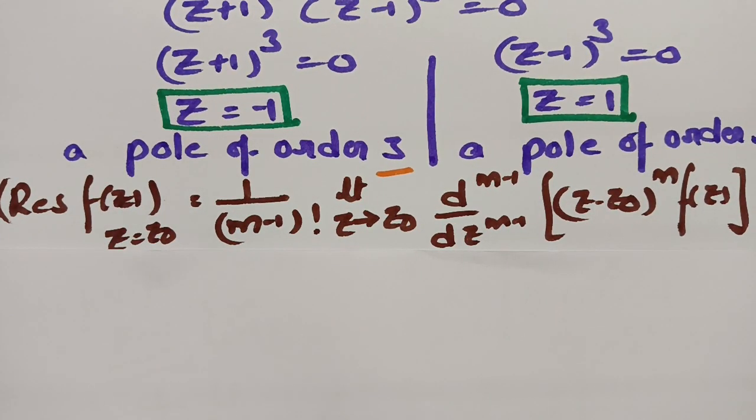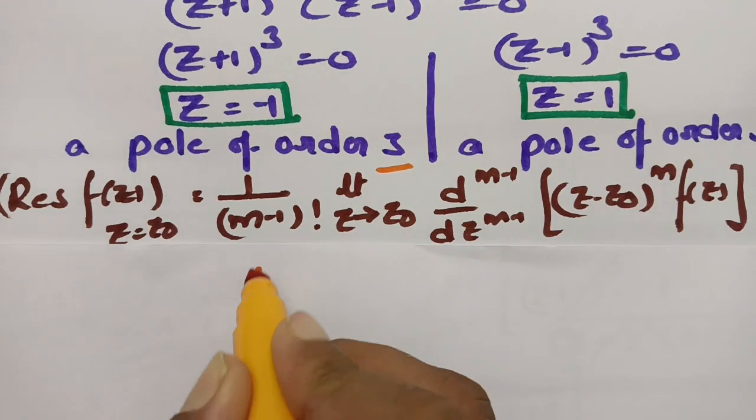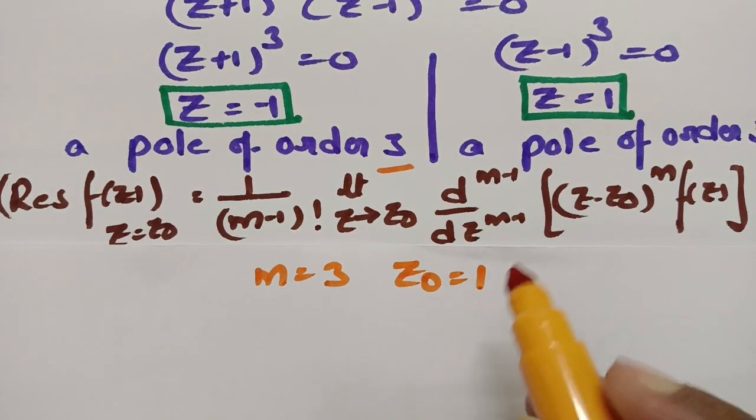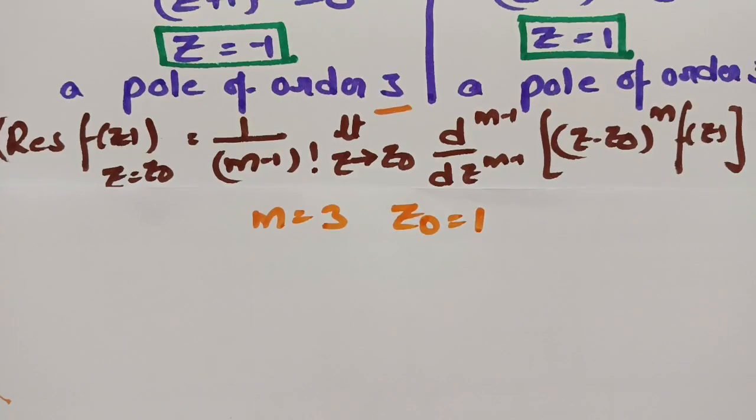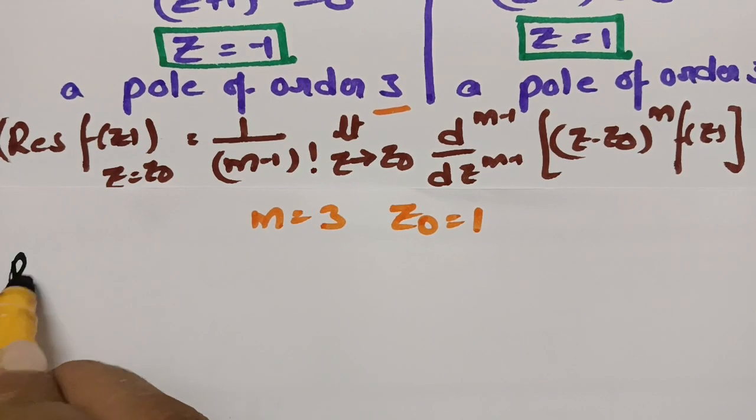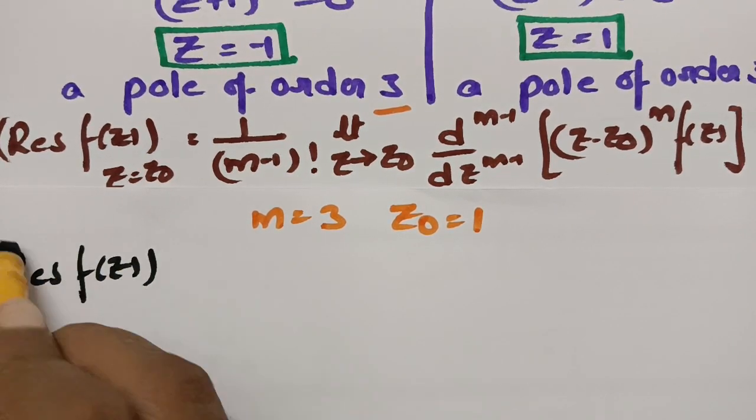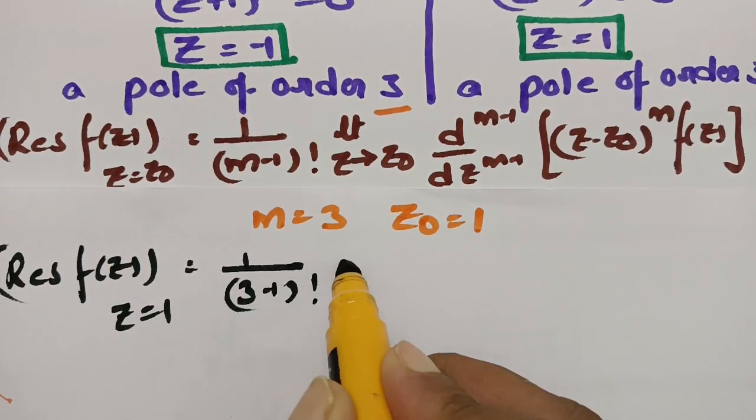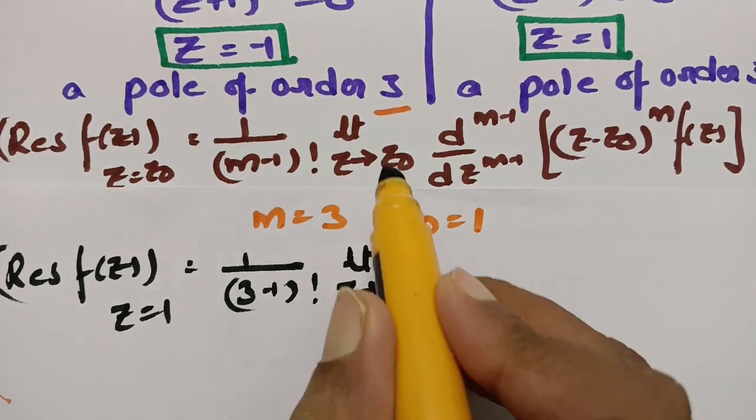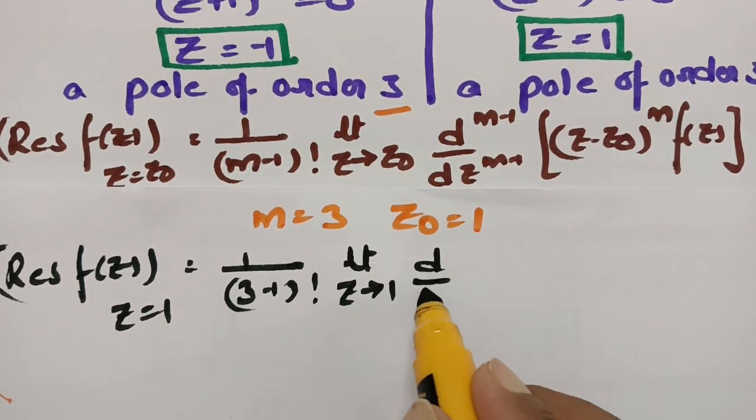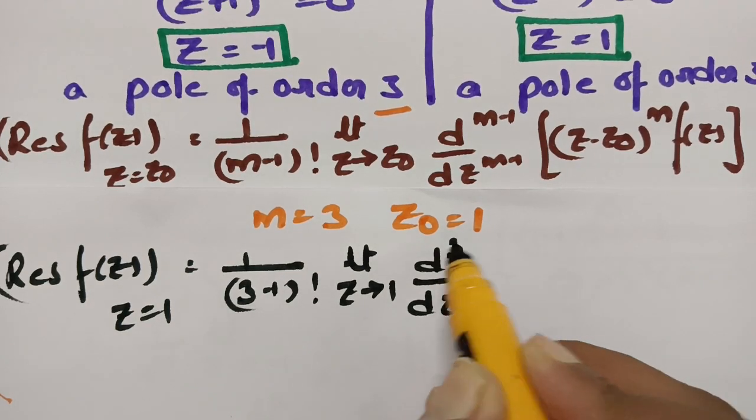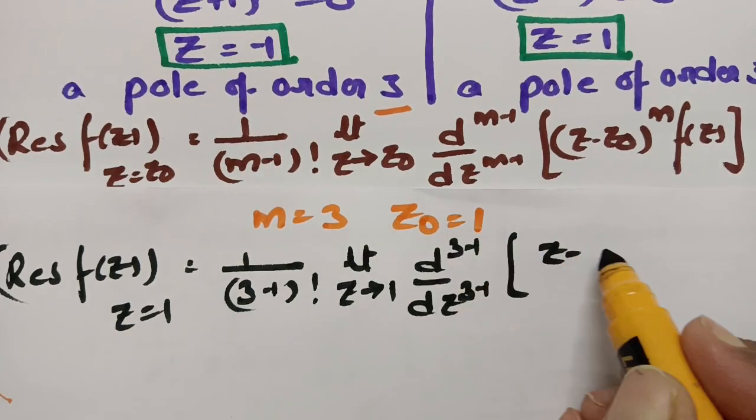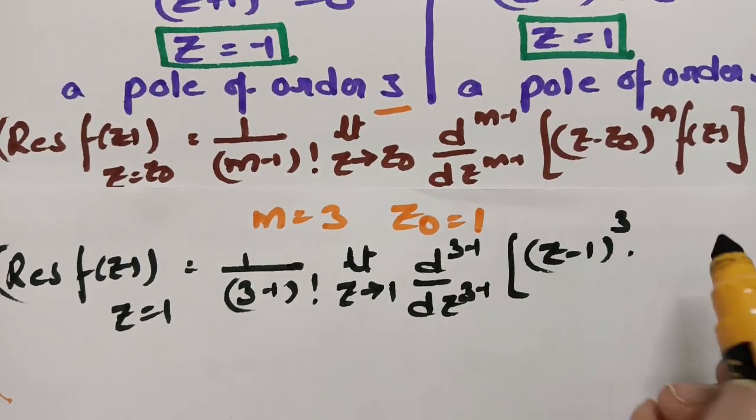So this is the formula in which we have to keep the order value m as 3 and the pole value z naught as plus 1 now. So if I substitute, see what happens here. So this will be residue of f of z at point z is equal to 1, which is equal to 1 by 3 minus 1 factorial into limit z tends to 1, the z naught value, and this is d by dz to the power m minus 1, which is 3 minus 1, into z minus z naught, where z naught is 1 and m is 3, into f of z.